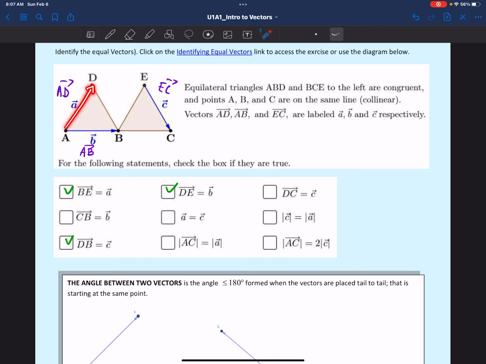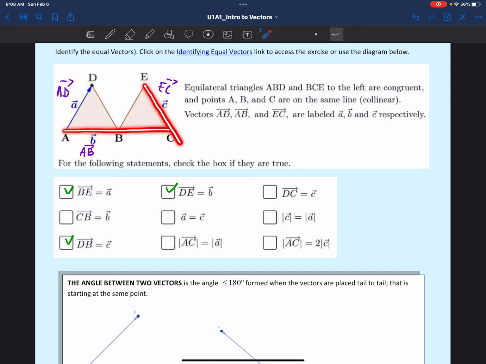Vectors A and C. So here is A, here is C. They're all different directions, so same magnitude, so no check mark there. So the magnitude of AC, which means the length of AC, compared to the length of A. That's not true, they're not equal. DC and C, so here's vector DC, and here's vector C. They're not equal.